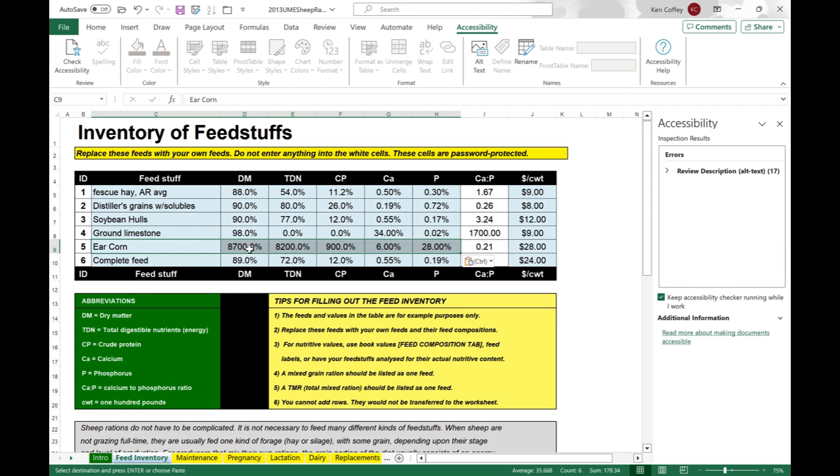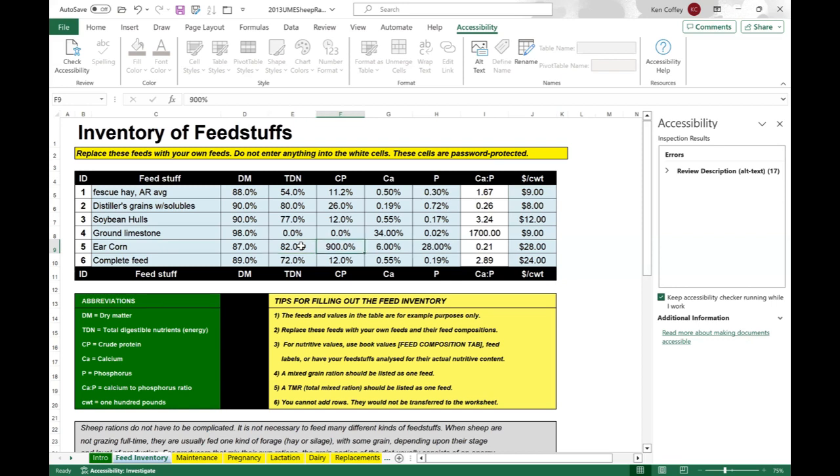It doesn't copy and paste very well, so I'm going to have to go back and adjust this. I'm going to plug it in as 0.87 because it's formatted for percentages. And so this one, the TDN is 0.82. And for those of you who are not familiar, TDN stands for total digestible nutrients. That is what we use as a measure of energy.